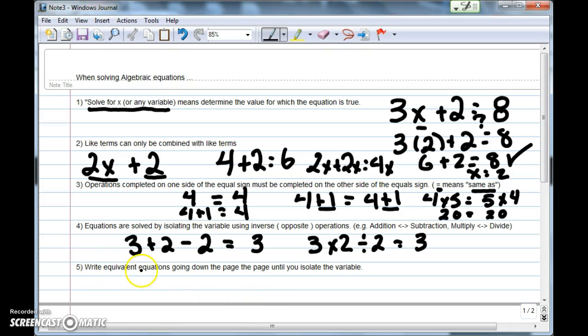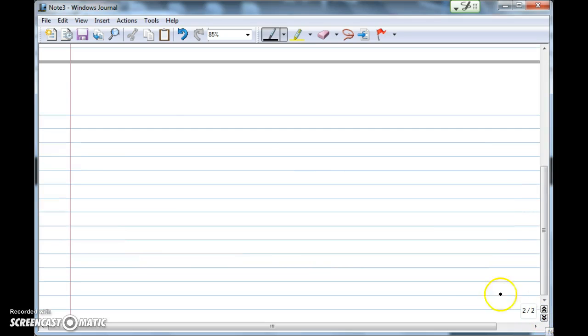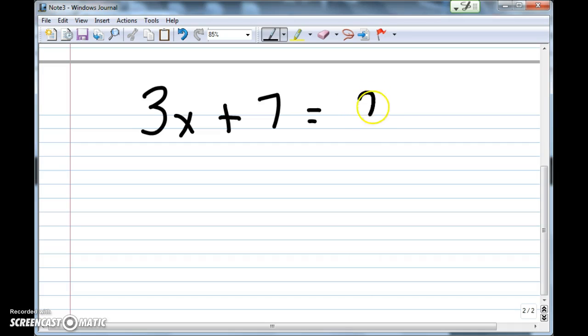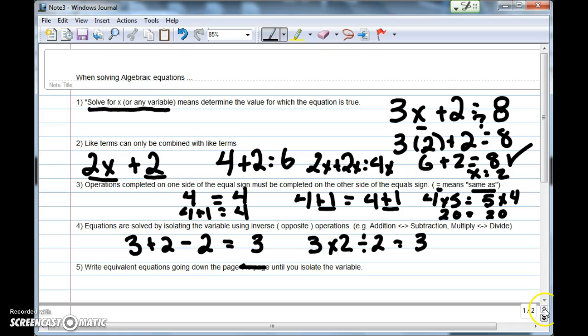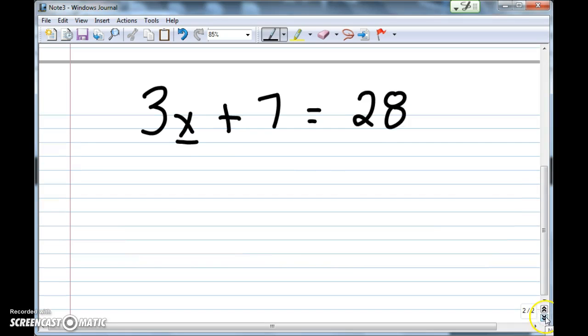The fifth one is write equivalent equations going down the page until you isolate the variable. Let's have a look at what that looks like. In this case, let's say we want to do 3x + 7 = 28. So we want to get x by itself. That's the goal. So we're going to try to take these rules that are above, and follow these rules in order to get there.